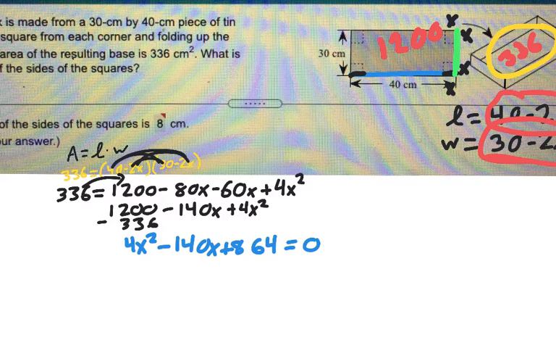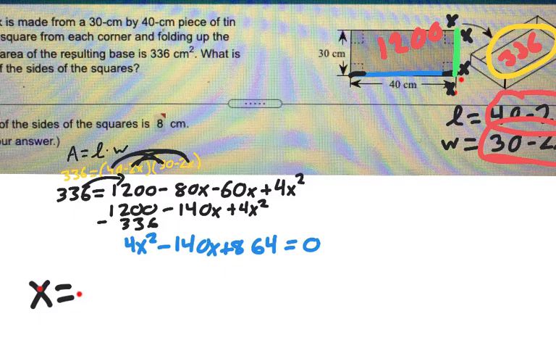Now I need to solve for x. I need to find the values of x. So I would use the quadratic formula. You could probably try to factor that, but those numbers are so ugly I don't want any part of that. And so again, I'm looking for x. X is the value that I cut out. So that's what I'm looking for. How much did I cut out?